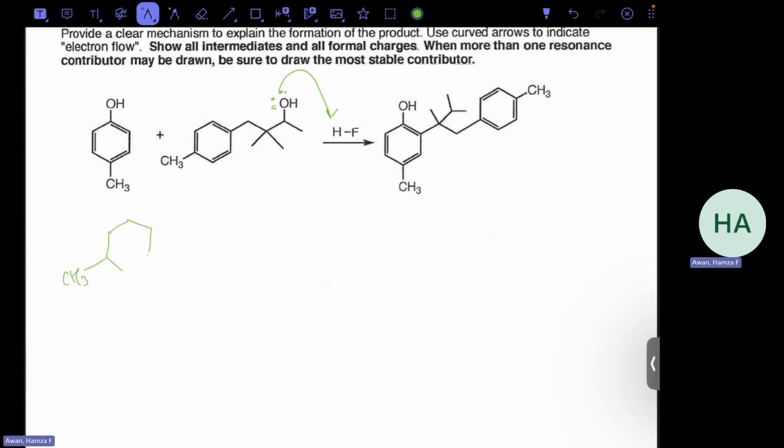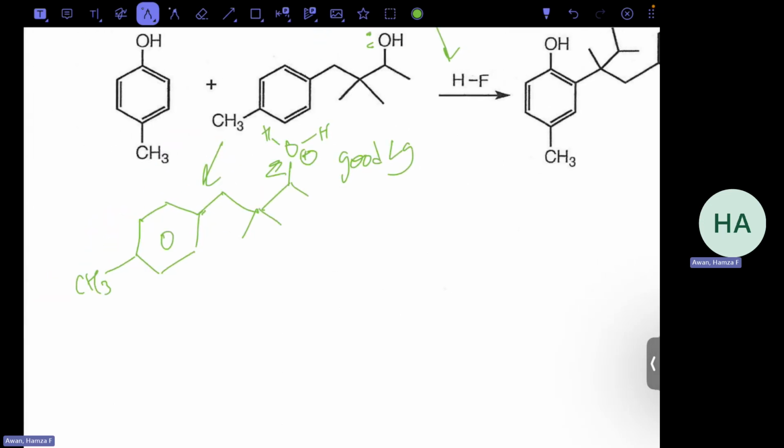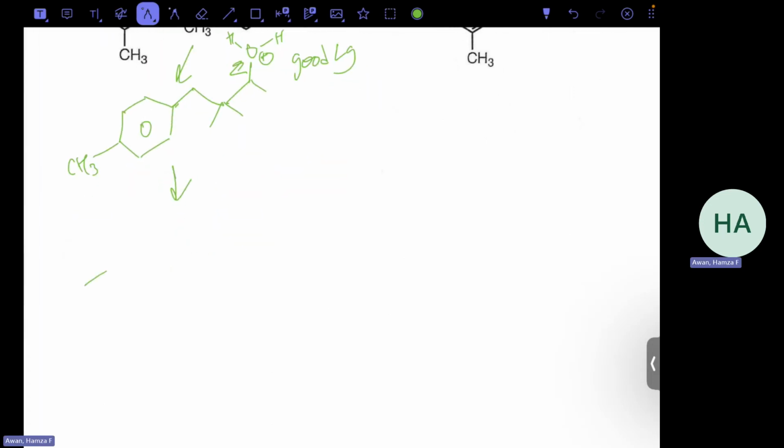One thing about mechanisms is that it's hard to get started, but once you get started, it seems like all the pieces fall into place, right? So this oxygen now has a positive charge. It's H2O. One thing we know about H2O is that it's a good leaving group, and what does a good leaving group do? It leaves, so we can show this bond breaking. And now we have CH3 on the benzene. That is not para. This is para. And now we have a plus charge right here.